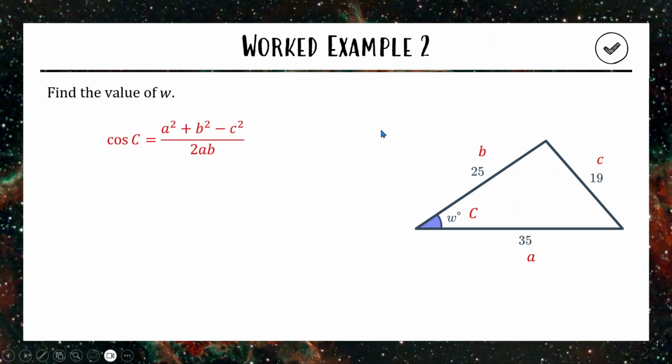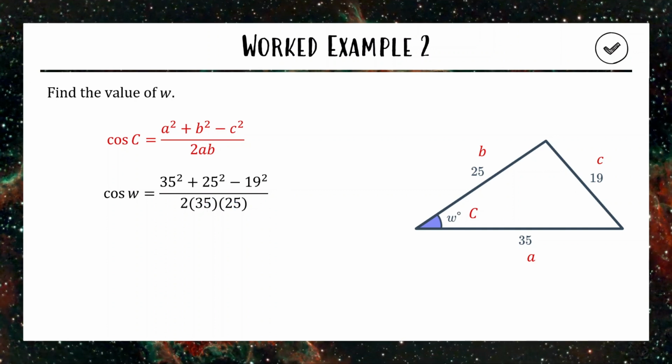We have our cosine rule to find angles. We are going to change capital C to be W, and then A and B are 35 and 25, and lowercase c is 19. So let's substitute the values from this triangle into our expression. So we have cos W is 35 squared plus 25 squared, take away the 19 squared, and that's being divided by 2 times 35 times 25.